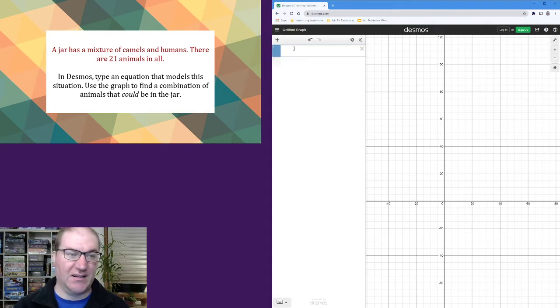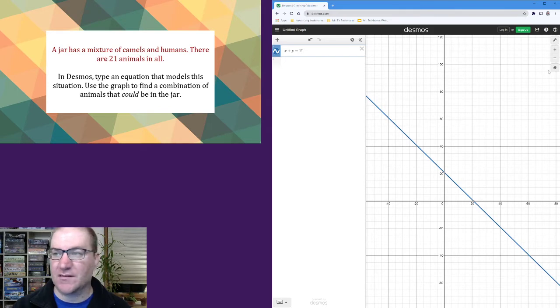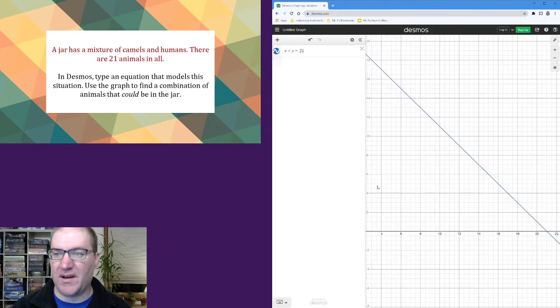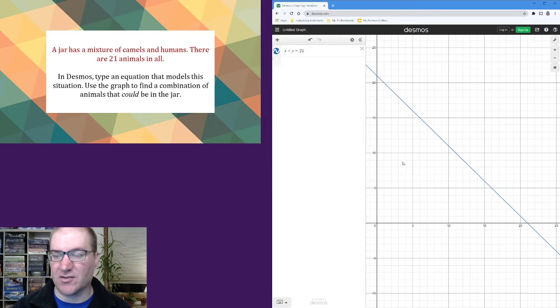So I'm going to say camels are x and humans are y. So our equation is x plus y equals 21, right? The number of camels plus the number of humans has to be 21. And this graph shows us all the possibilities that make that statement true.